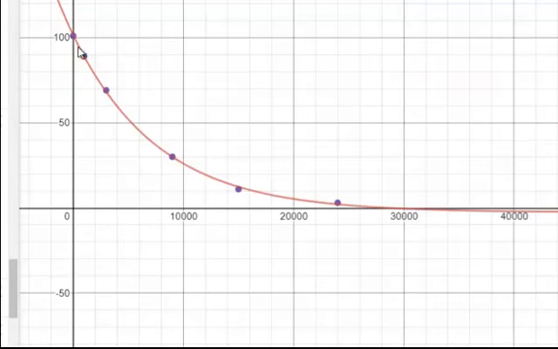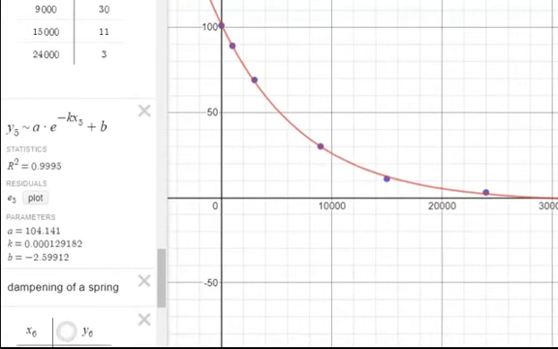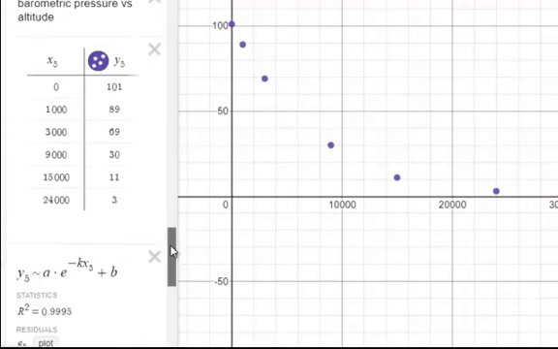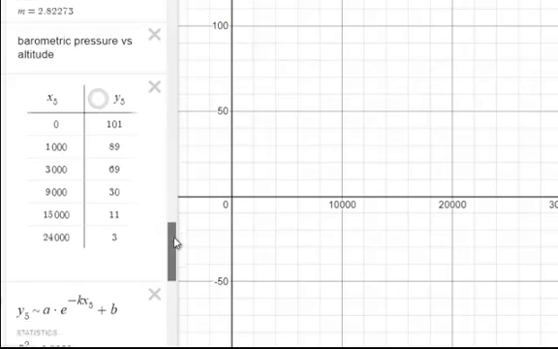So here's that one again for the altitude and pressure data, and again here's that equation, the exponential decay. I'm going to take these off because I want to do another example.